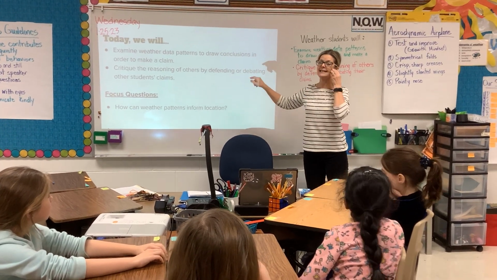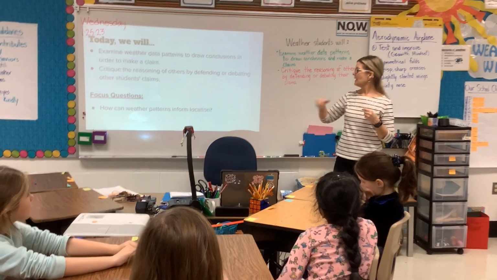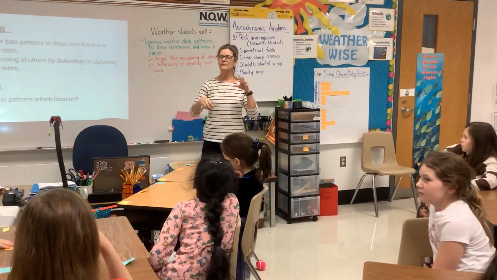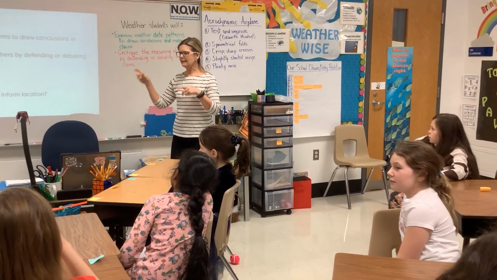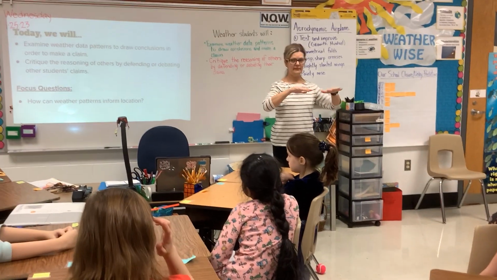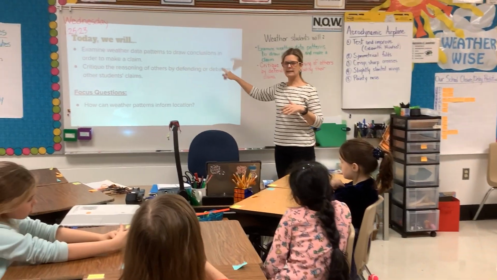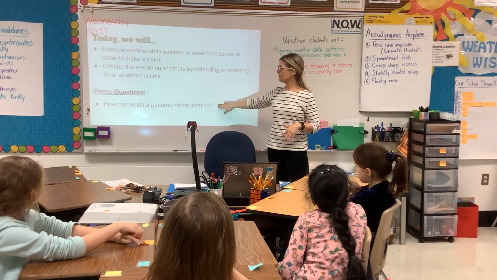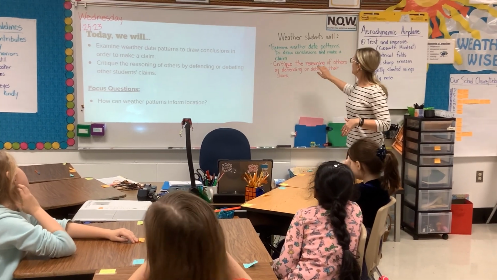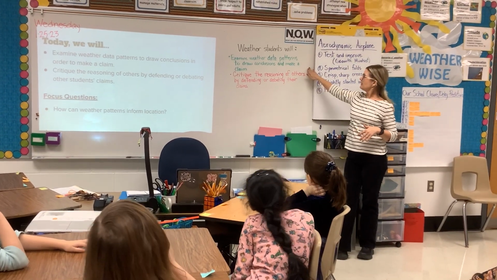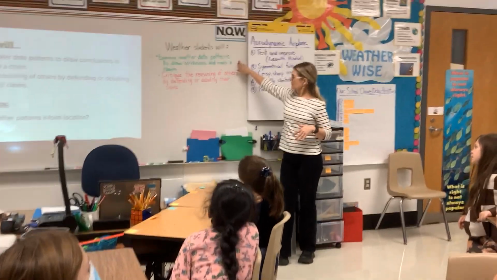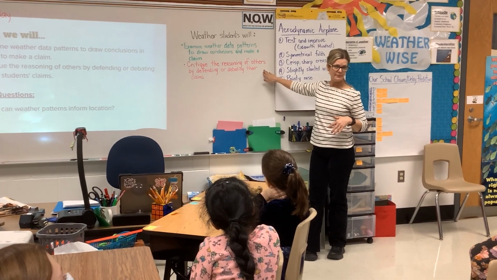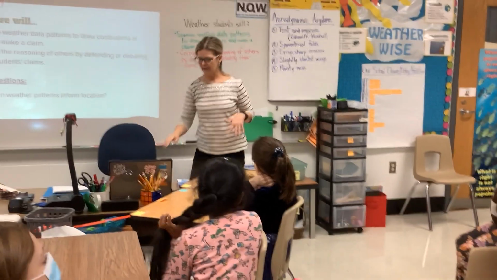We're also going to be critiquing the reasoning of other people by defending or debating other students' claims. So you're going to be defending, debating, reasoning, critiquing. There's going to be some interaction between students as you are critiquing what your peers are thinking. And our focus question is, how can weather patterns inform location? I'm going to leave these up here because we're going to continue to come back to them: looking at the data patterns to draw conclusions and make a claim, and critiquing the reasoning of others by defending and debating their claims.